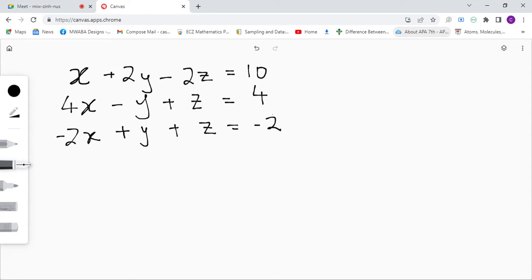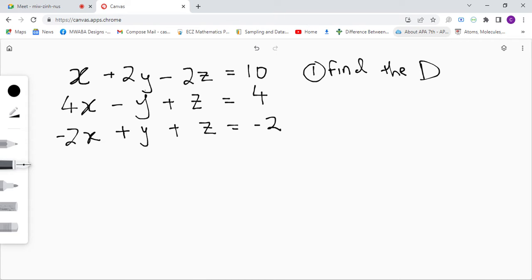So the first thing we're going to do is find the determinant, the overall determinant. So step one, you have to find the determinant. This determinant will be the denominator when you find the determinant of x, determinant of y, and determinant of z. So find D.